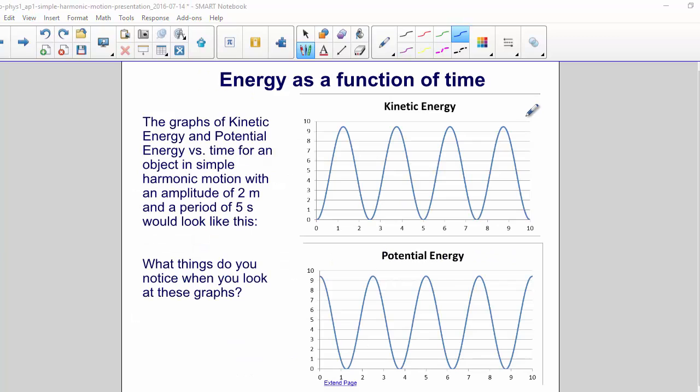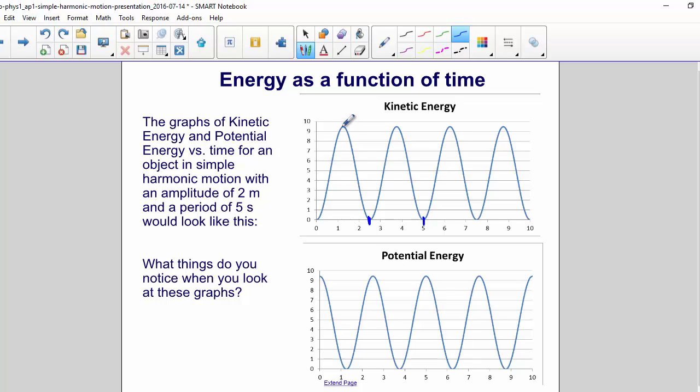The graphs of kinetic energy and potential energy versus time for an object in simple harmonic motion with an amplitude of 2 meters and a period of 5 seconds would look like this. What things do you notice when you look at these graphs? Well, you should notice that the period is half as much. Here we can see the period is 2.5 when the actual period of oscillations is 5. Also, there are no negative values, and they have the same maximum but at opposite times.